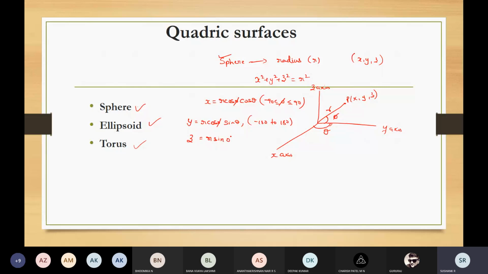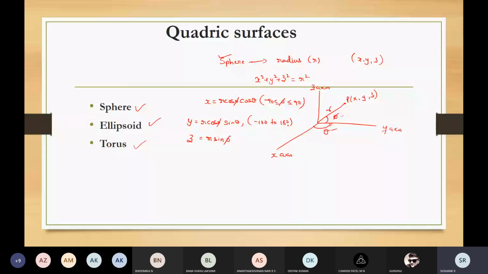So we have a sphere with radius r, centered on the coordinate origin. It can be defined through the points x, y, z satisfying the equation x square plus y square plus z square is equal to r square. You can also represent this in the parametric form using the latitude angle and the longitude angle, where x is equal to r cos phi cos theta, with phi between minus 90 and plus 90, and y is equal to r cos phi sin theta, with theta between minus 180 and 180 degree. So this is the parametric representation.